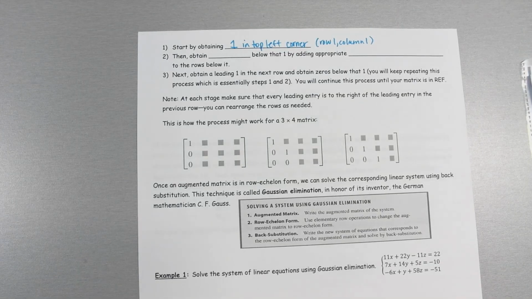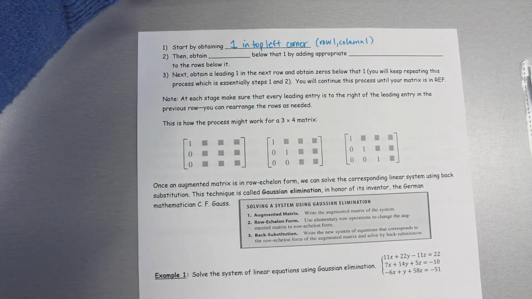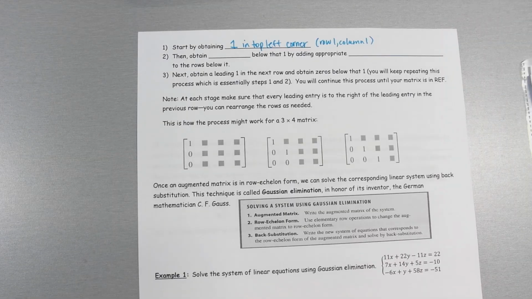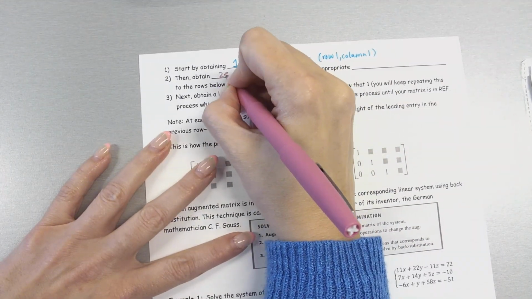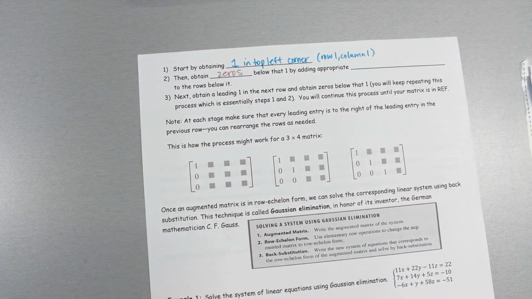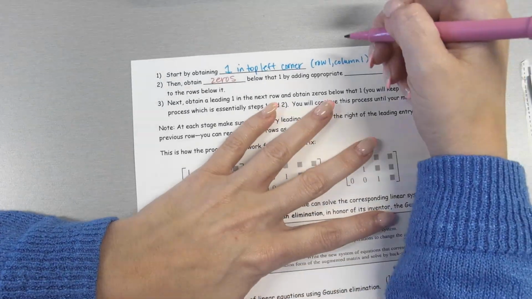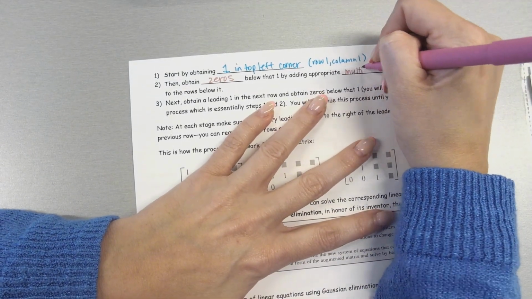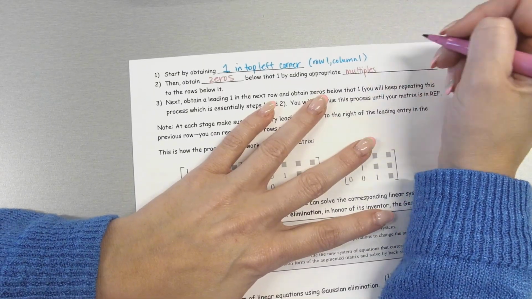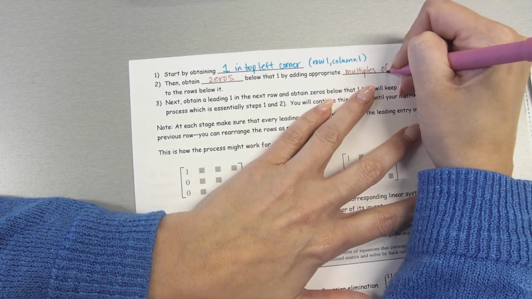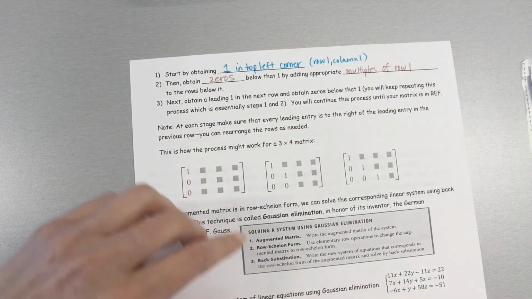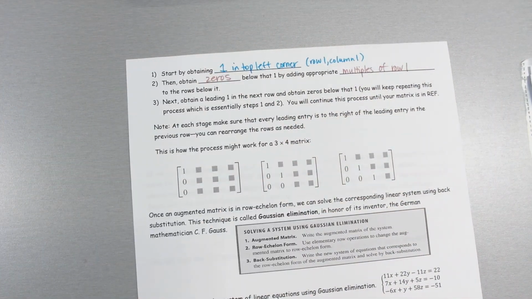Okay, and then once you do that, once you have the 1, what do we find next? Yep, we find the zeros below that 1. And we will always want to use that row that we got the 1 in to find the zeros. So what we do is we add the appropriate multiples. Remember, we do the opposites. So we do the appropriate multiples of row 1. So once you get the 1 in row 1, you're using that to help you find the zeros.